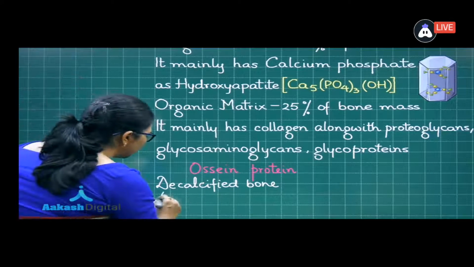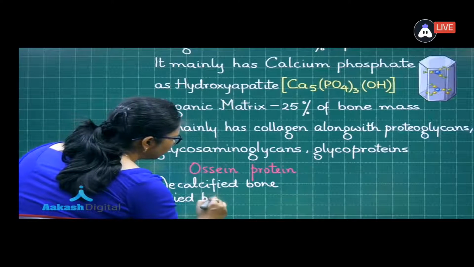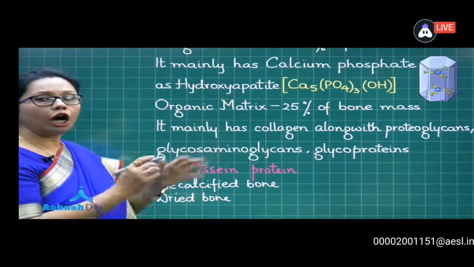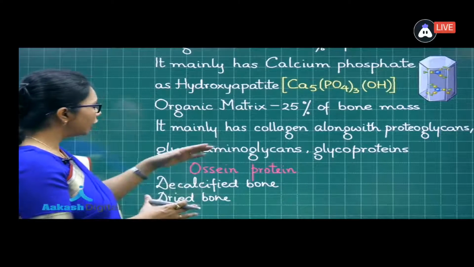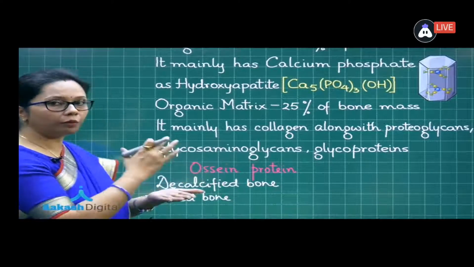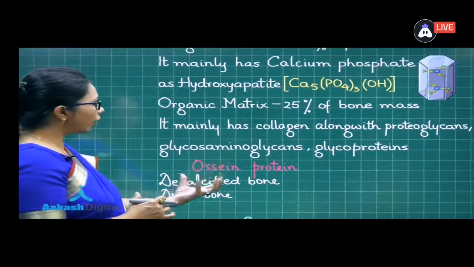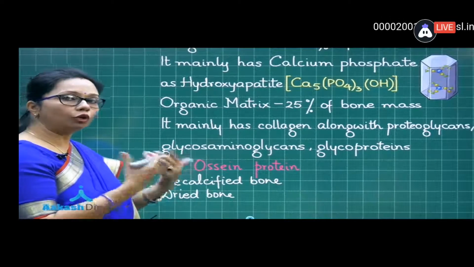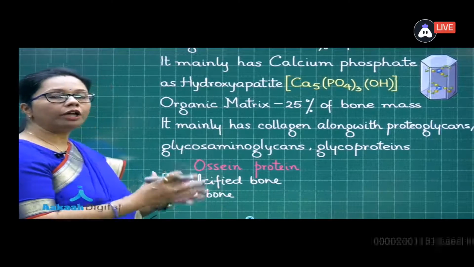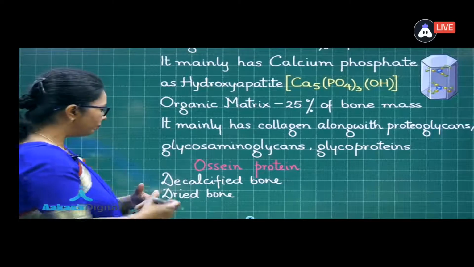The other way is that we strongly heat the bone. When we heat it, all the organic matrix is destroyed along with the bone marrow which is filled in. Such a bone will retain its hardness. This will have to be cut by a proper saw, and such a bone is called dried bone. So there are these different ways. If we want to study the inorganic component, we'll use a dried bone. If we want to study the organic component, we'll use a decalcified bone.